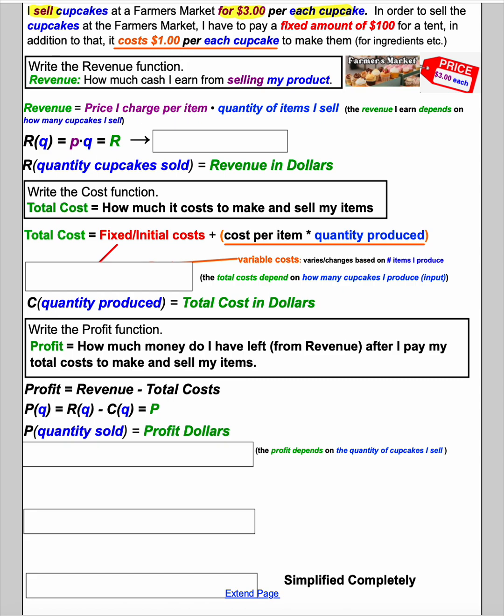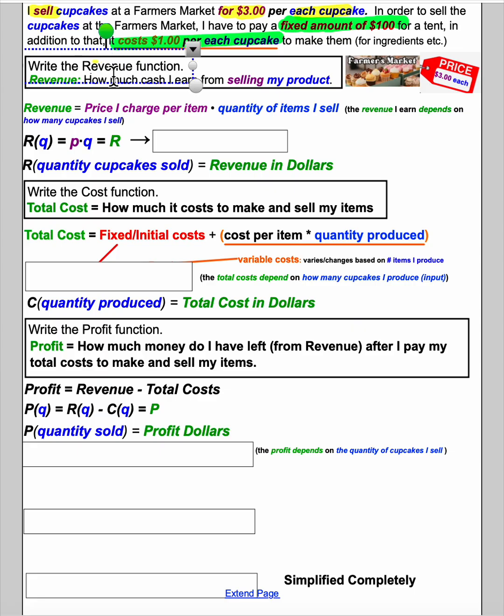Okay, and then it says in order to sell the cupcakes, I have to pay a fixed amount or a fixed cost to set up my tent. In addition to that, it costs me $1 per each cupcake to make them. So I have to buy flour and sugar, all the ingredients end up costing me $1 per each cupcake. So the first part says write the revenue function.